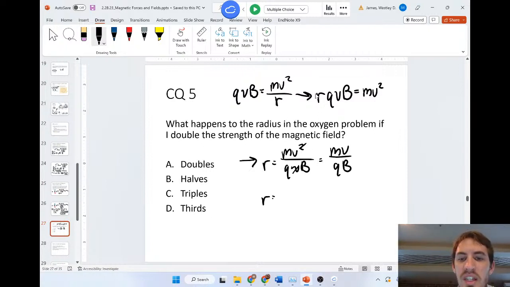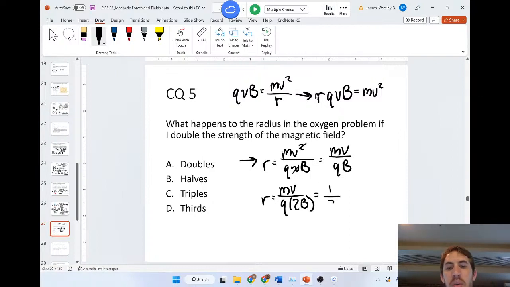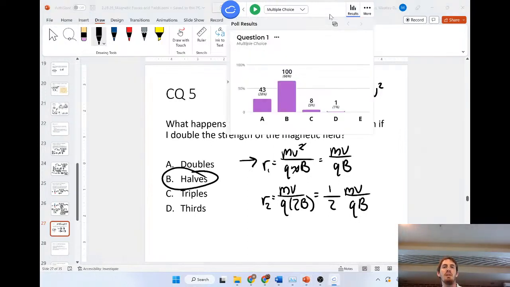So remember how we do these. What changes? It doesn't say the mass stays the same, the velocity stays the same, the charge stays the same. My magnetic field doubles, so I put a 2 in front of it. That 2 is on the bottom, so when I pull it to the front, it needs to stay on the bottom. And we can see here my new radius, let's call this R2. If we call the original R1, it is 1/2. And so pretty good here, actually, pretty good.